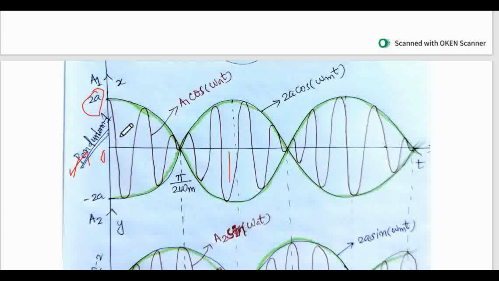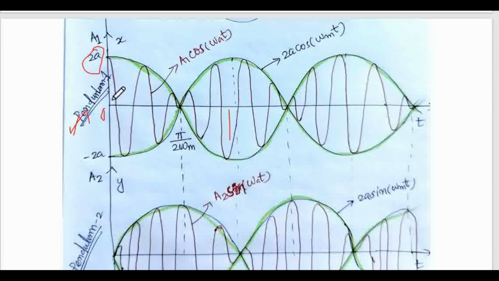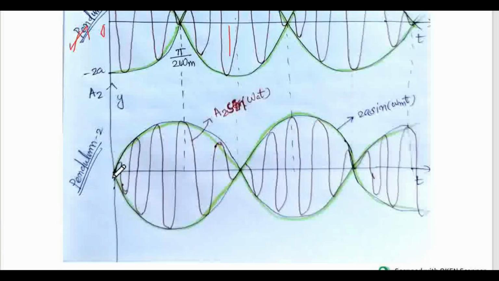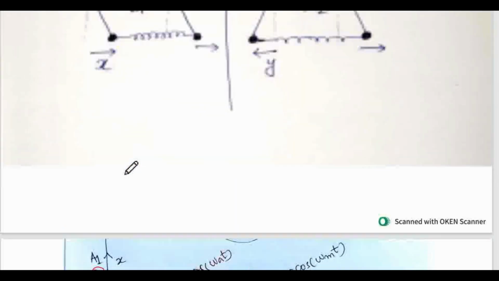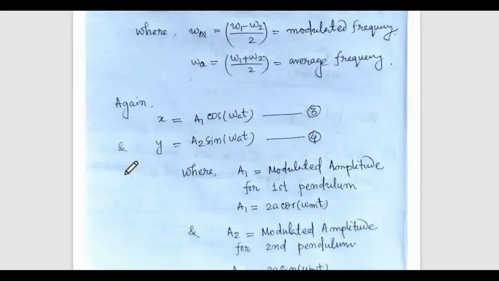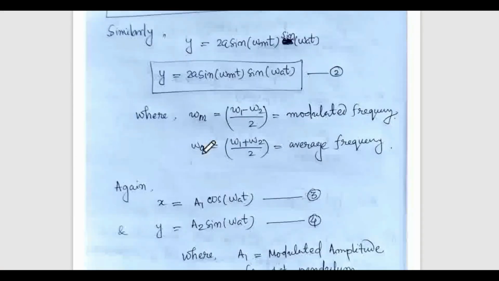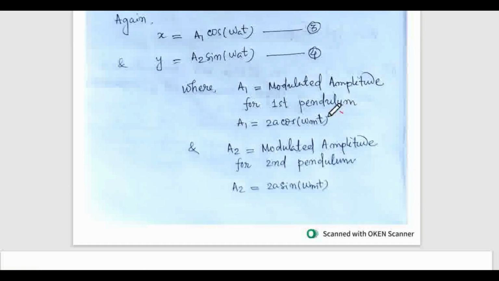Now if you see this amplitude, at t equal to 0 it is at maximum, whereas at t equal to 0 this other one is at minimum. That means these two amplitudes are at a phase difference of pi by 2, meaning 90 degrees. It's obvious. If you see these two equations, you can find that they are at a pi by 2 phase difference, because one is in cos and the other is in sine.